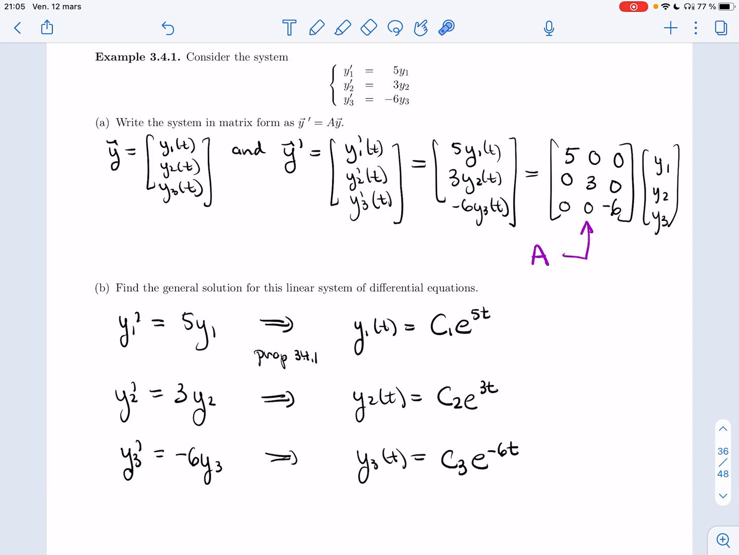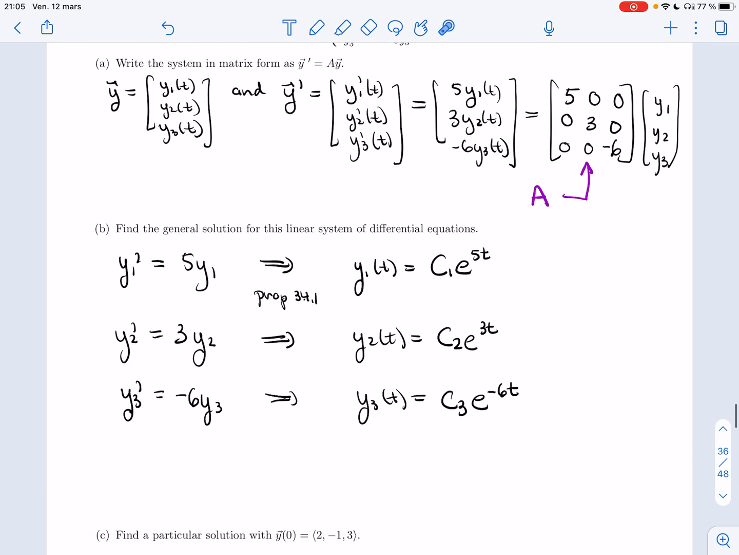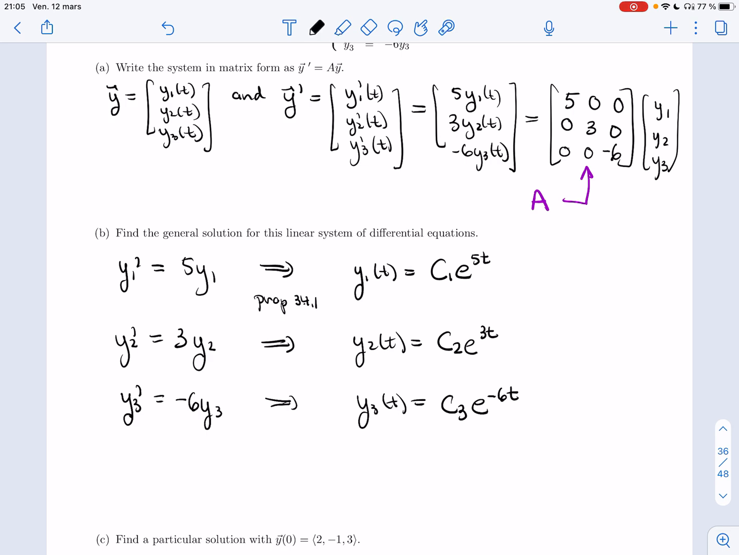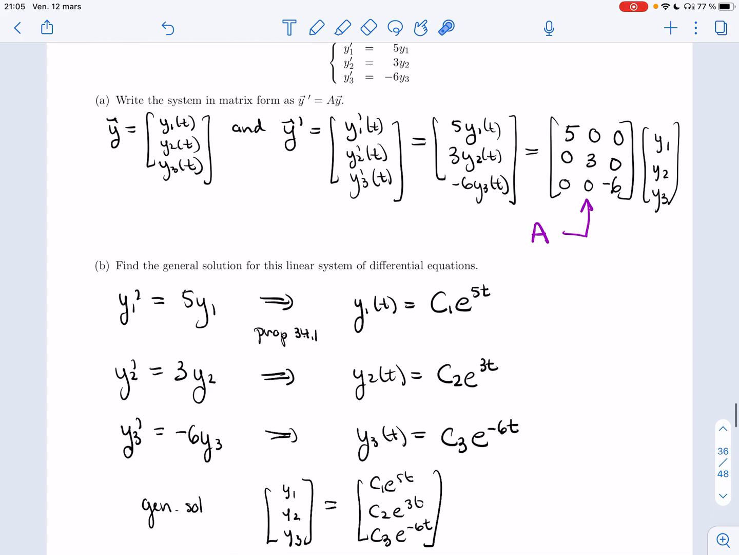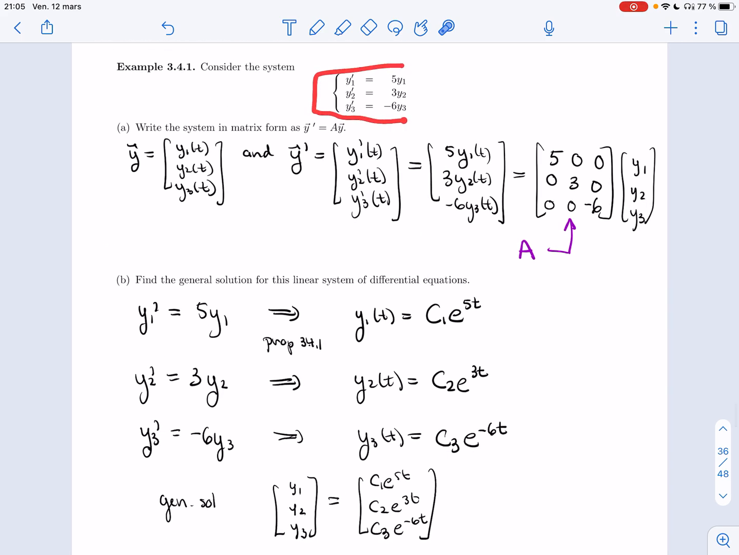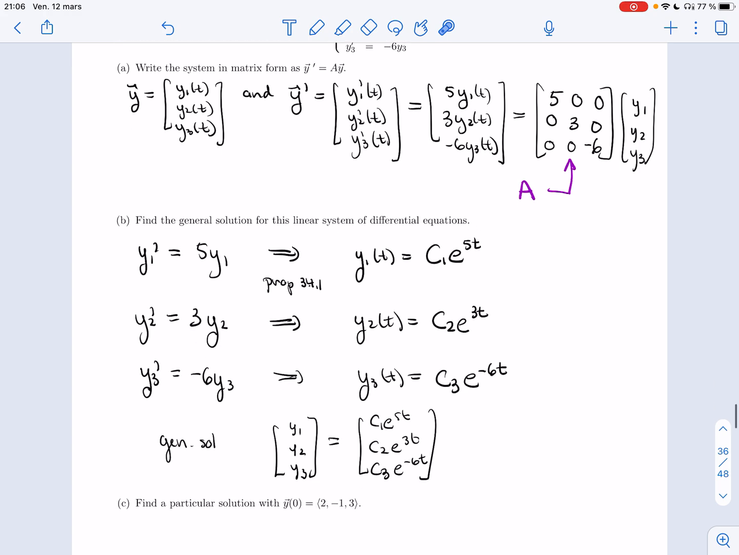All right, so I have y1, y2, y3, and so I have my general solution. So the general solution would be y1, y2, y3. You can place it in vector form. It's c1 e to the 5t, c2 e to the 3t, c3 e to the minus 6t. All right, so notice that part of the reason we were able to solve it using just a proposition is the fact that the y1s, y2s, y3s are not mixed. Each has a single equation and does not appear in any of the other ones.